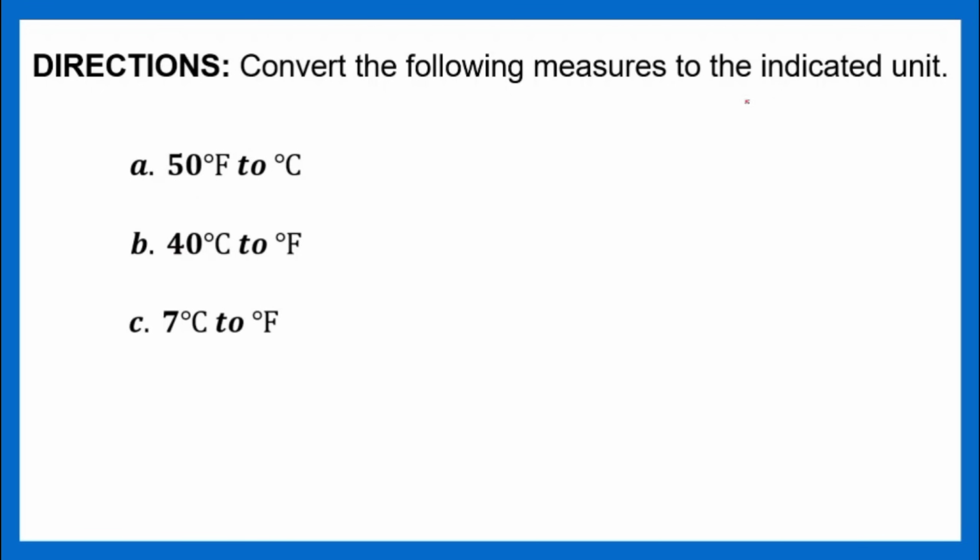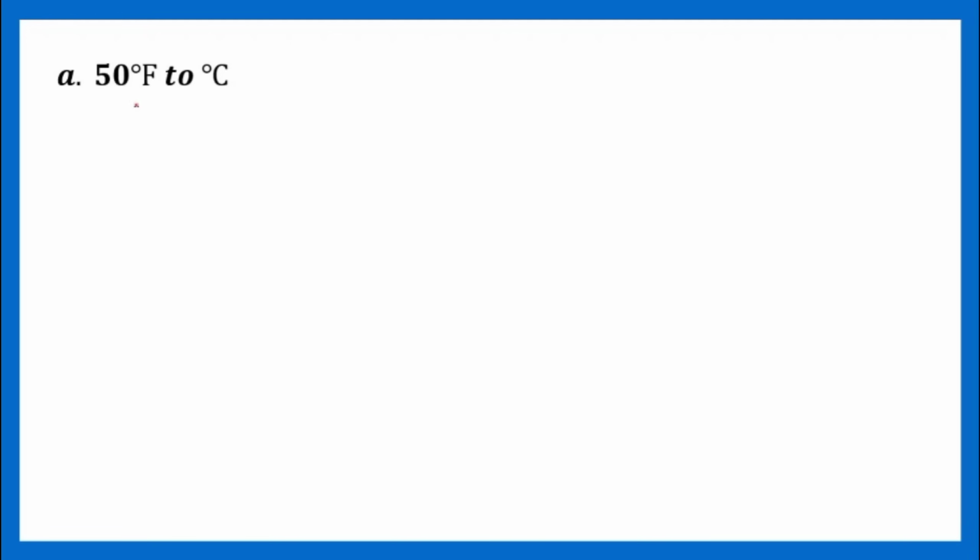Let's have these 3 examples. Convert the following measures to the indicated unit: 50 degrees Fahrenheit to degrees Celsius, 40 degrees Celsius to degrees Fahrenheit, 7 degrees Celsius to degrees Fahrenheit. So let's have letter A muna. 50 degrees Fahrenheit to degrees Celsius. Ang una, we'll have the process, yung formula, given, solution.